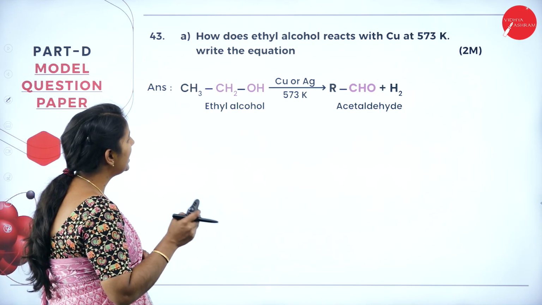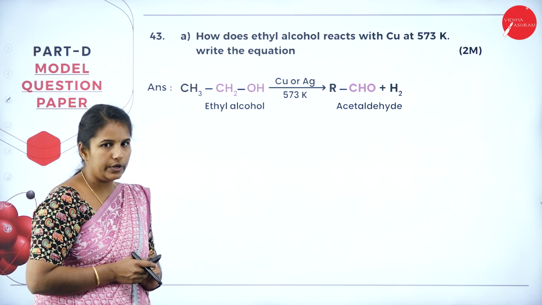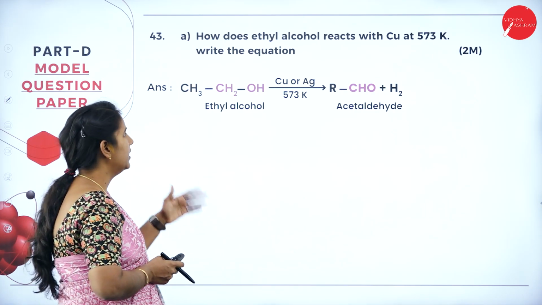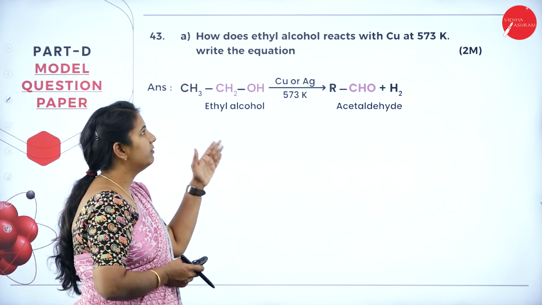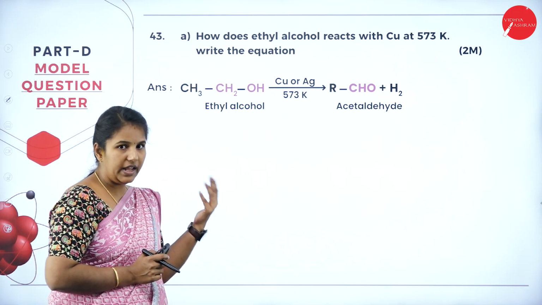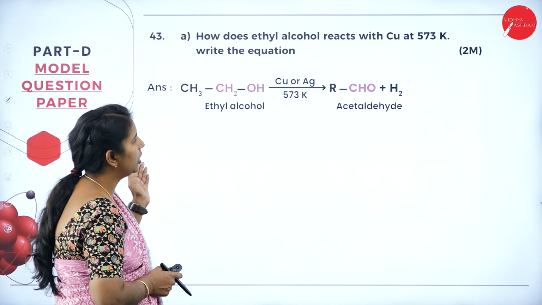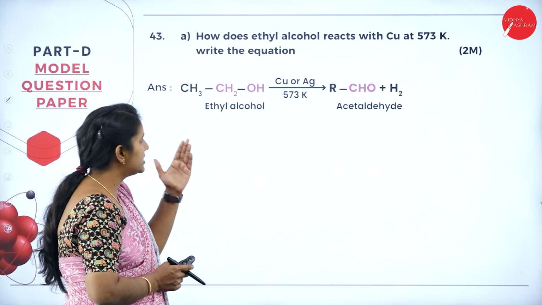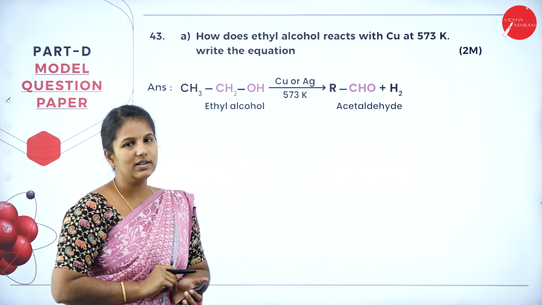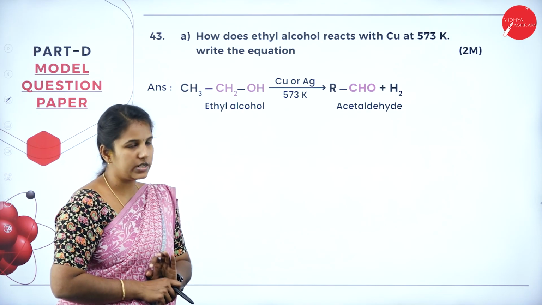Next, how does ethyl alcohol react with copper at 573 Kelvin? Write the equation. Here they have already given ethyl alcohol as the reactant. So you need to write ethyl alcohol, and the catalyst they have given is copper or silver at very high temperature, around 573 Kelvin. You know what will happen? Ethyl alcohol is dehydrogenated to acetaldehyde with the evolution of hydrogen gas. That reaction is from the alcohol chapter.